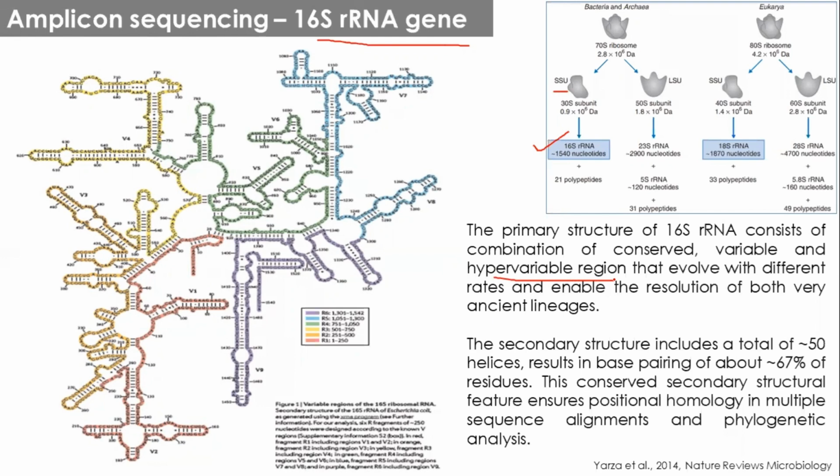The conserved sites will be used for designing your primer for the PCR, and the hypervariable regions will tell you the changes among the different species of bacteria, because that is what you require, right? If you want to know what different species are present in the environment, you need a region which has a conserved site for the synthesis of the primer, and at the same time a region which tells you the species, right? So this 16S rRNA is a very good site because it is a combination of conserved, variable and hypervariable regions that evolve at different rates and enable the resolution of both very ancient lineages. This is one of the major reasons why we are using the 16S rRNA gene.